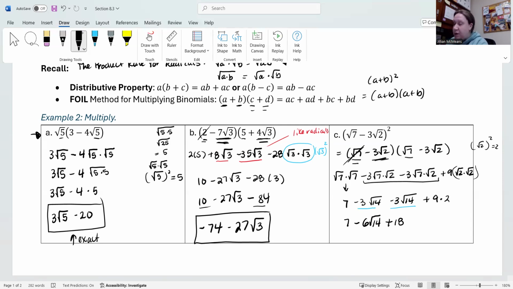So one more thing, we have two terms that are not radicals. We want to go ahead and combine those. So 7 plus 18 is 25. And then just tack on the -6 square root 14. So definitely a little bit of work.